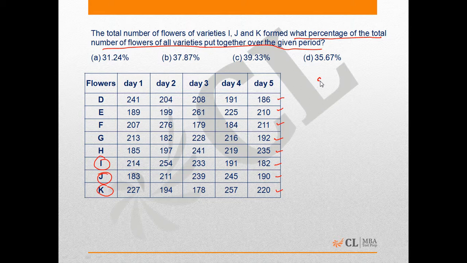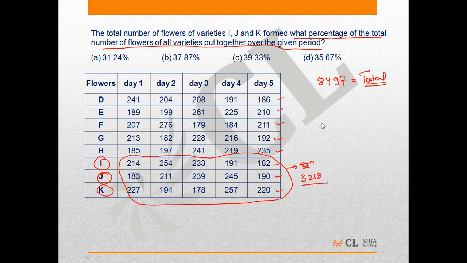If you do calculate all these things, this comes out to be 8497. These are the total number of flowers, right? And if you add all these I, J and K, all these numbers in a row, right, in these three rows, this comes out to be 3218. I do not suggest that you should do this question if you have some better question to do. Now I need to calculate this 3218 is what percent of 8497. So you multiply this by 100, right?